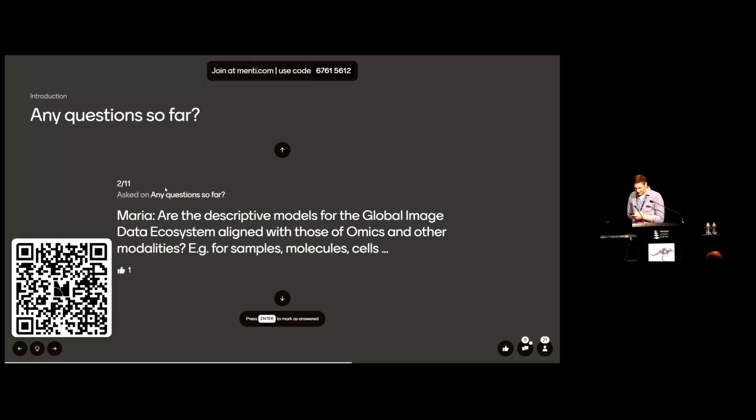So are the descriptive models for the GIDE global image data ecosystem aligned with those of omics and other modalities, e.g. for samples, molecules, cells?